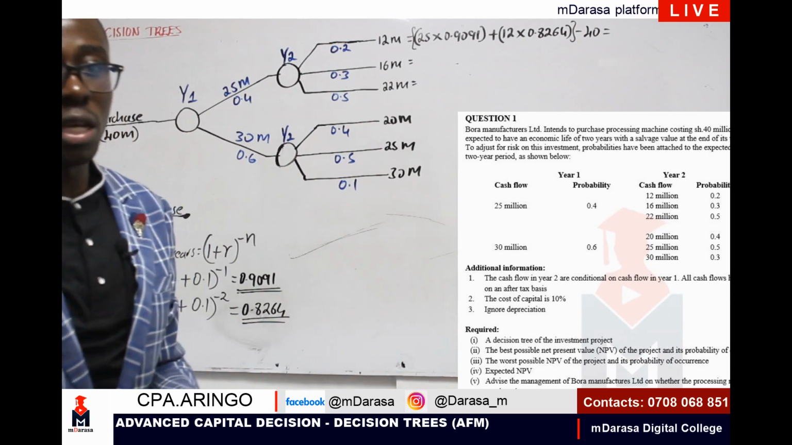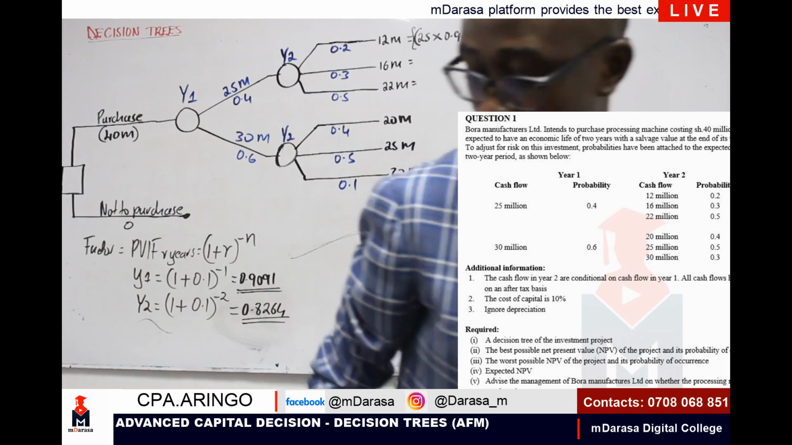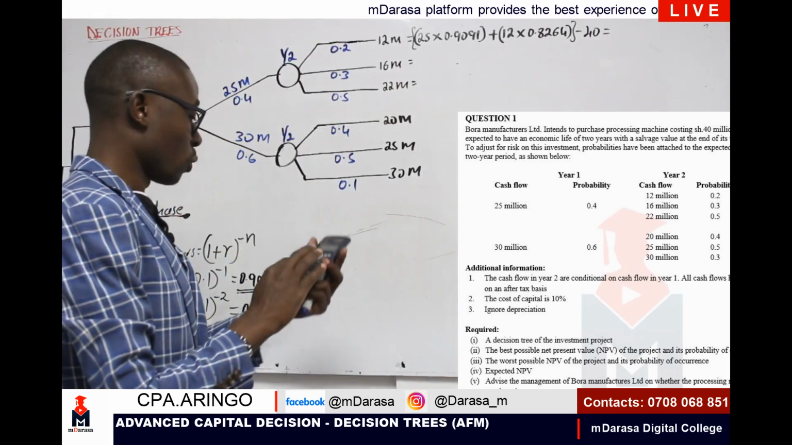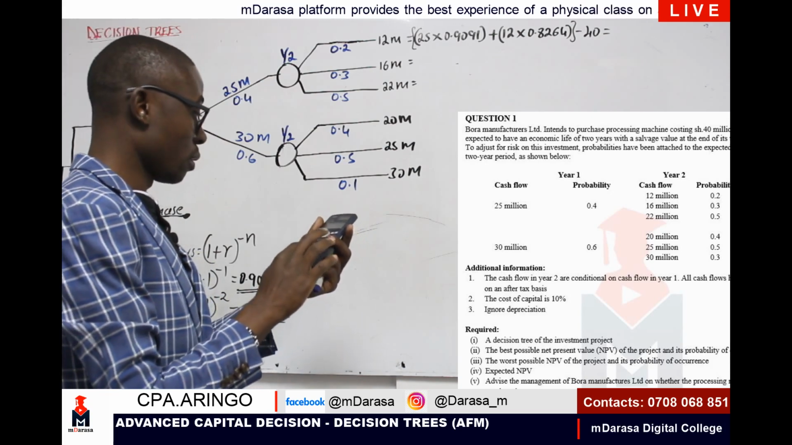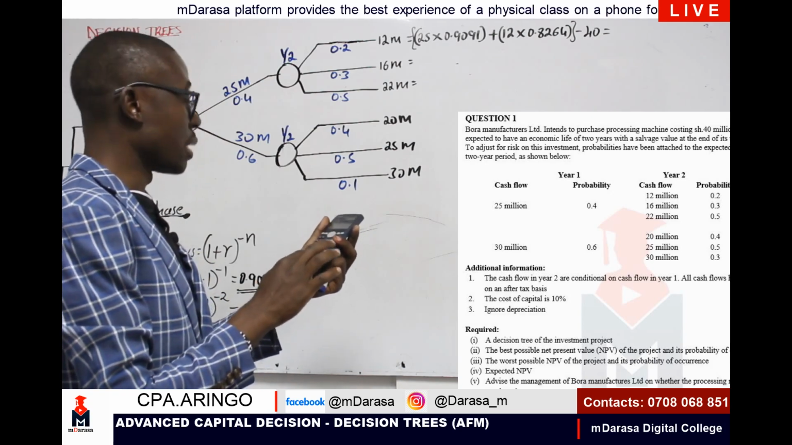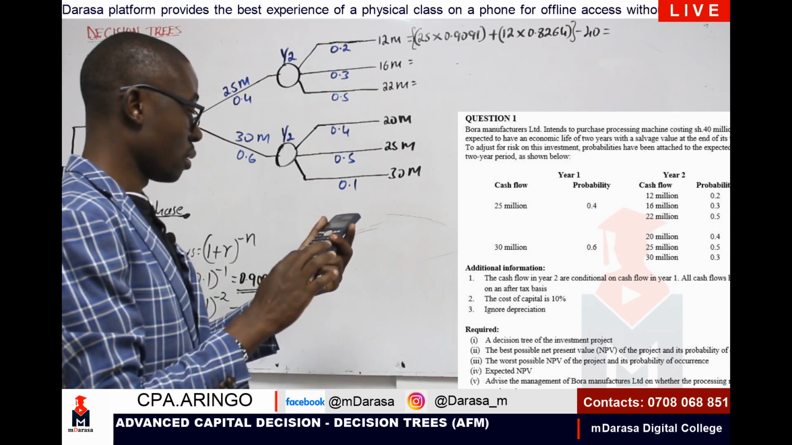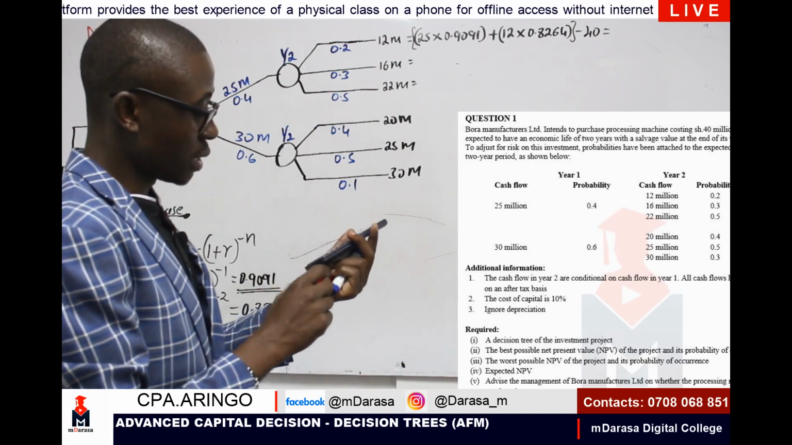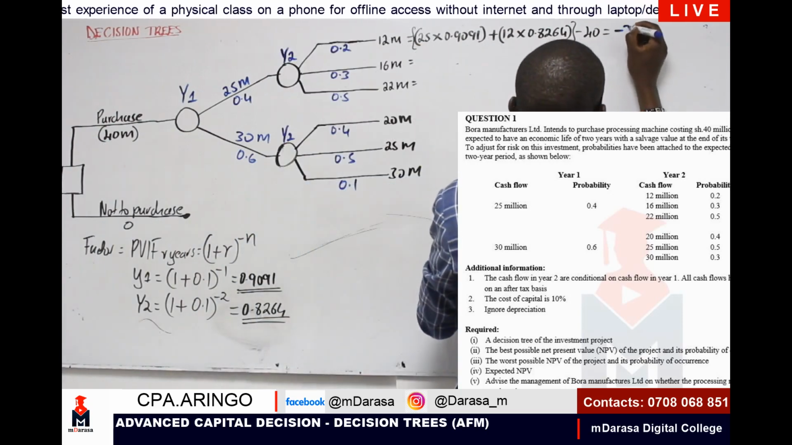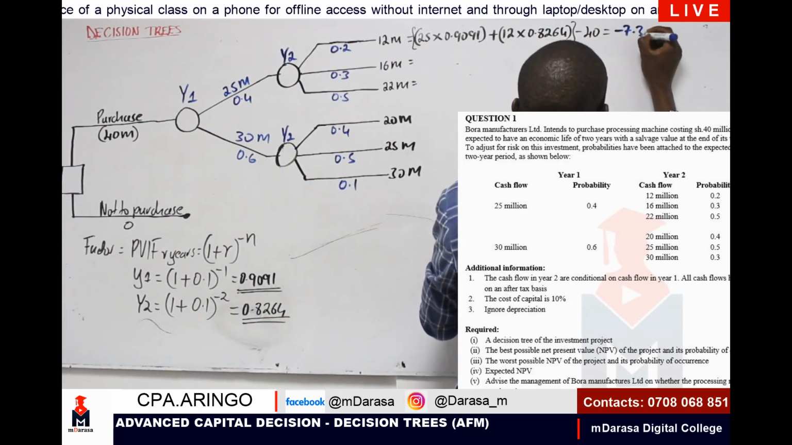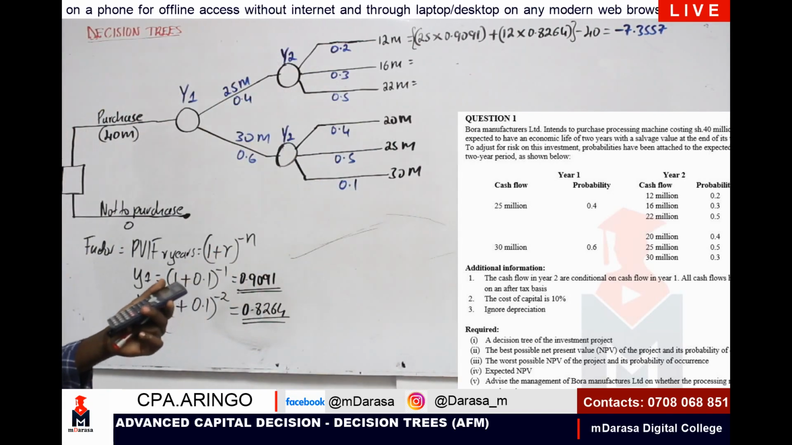So that should give us our NPV of how much, my good students? Pick your calculator. We start working out 25 times 0.9091 plus 12 by 0.8264 minus 40. Mwalimu is getting here, you can confirm, negative 7.3557. Kindly you can confirm if you're getting the same.